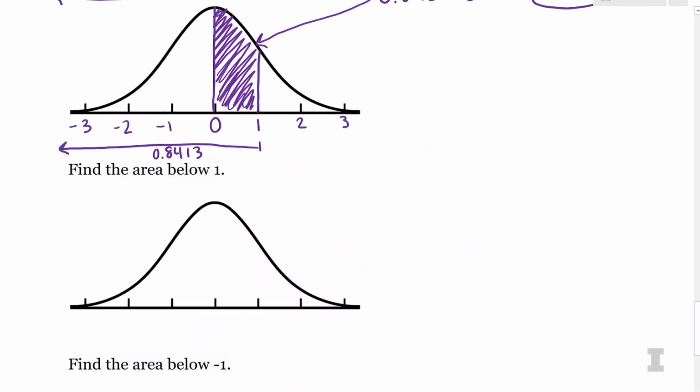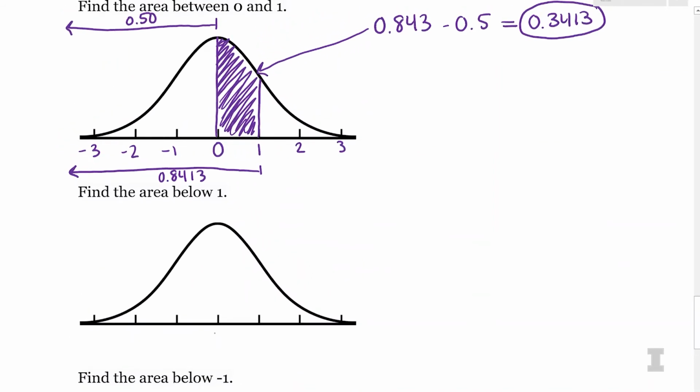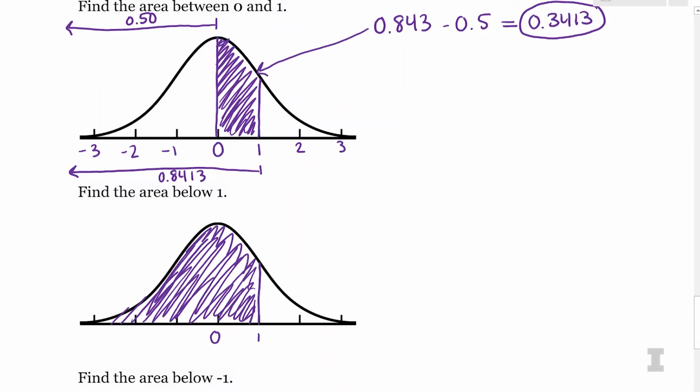Next, it says to find the area below 1. So I am going to mark 1 and shade everything to the left. Well, this looks like an even easier problem. We already know this, right? We just saw that the normal table tells us exactly that. The area to the left of 1 we saw was 0.8413, and that is my answer. I don't even need to do any math. The normal table tells us exactly the area to the left. So that's really nice. If it asks for a percentile, we just have to look at the normal table.